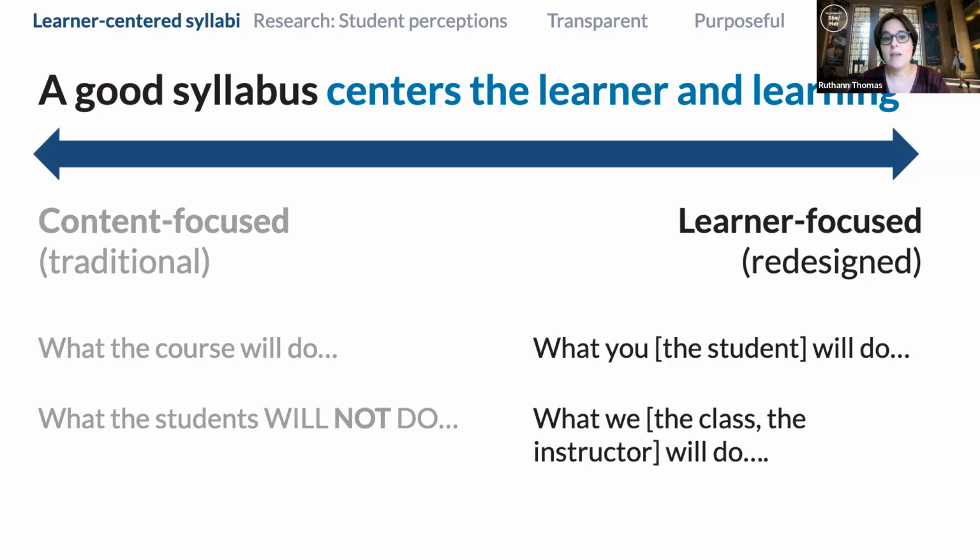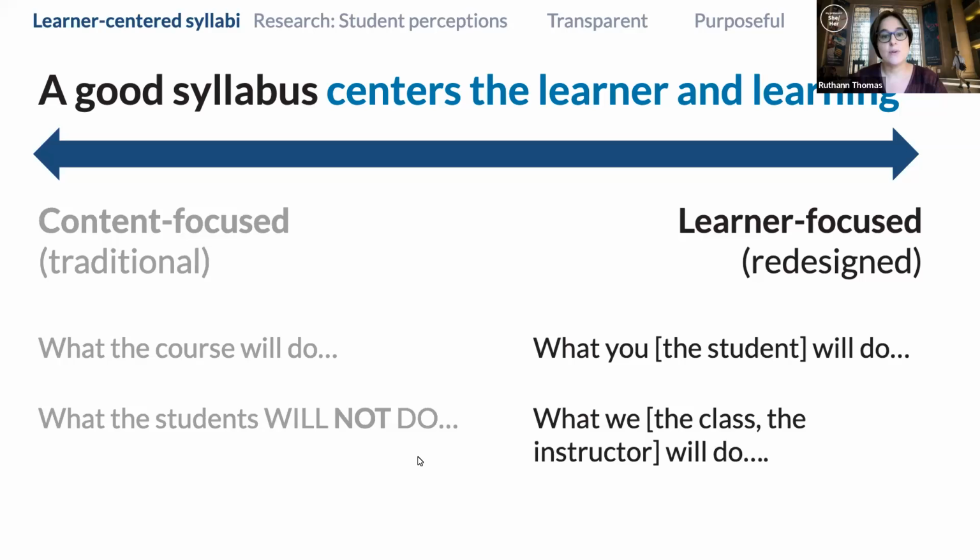In summary, a content-focused syllabus tends to focus on what the course will do and what the students will not do. A learner-centered syllabus provides information that facilitates student learning and makes the design of your subject more transparent. It provides a pathway of learning through the course, a roadmap that articulates what the students will know and be able to do at the end of the course and how they'll learn it, the teaching methods, assignments, and class activities, and how content learning activities and assessments align together.